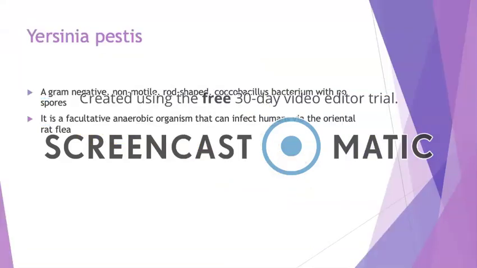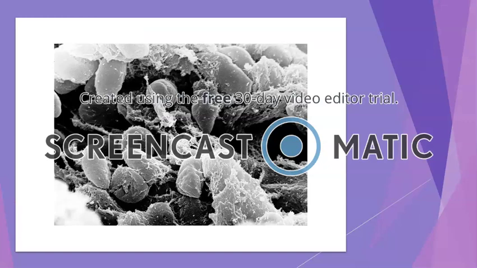So Yersinia pestis specifically is a gram-negative, non-motile, rod-shaped coccobacillus bacterium with no spores. It is a facultative anaerobic organism that can infect humans via the oriental rat flea. The bubonic plague can progress to the lethal septicemic plague in some cases, and even the pneumonic plague. And as the disease progresses, the lymph nodes can hemorrhage and become swollen and necrotic. So this is a picture of the Yersinia pestis. It's kind of cool looking.